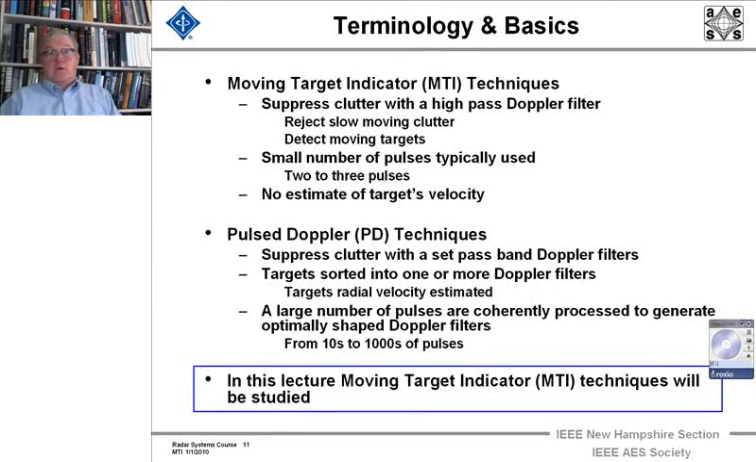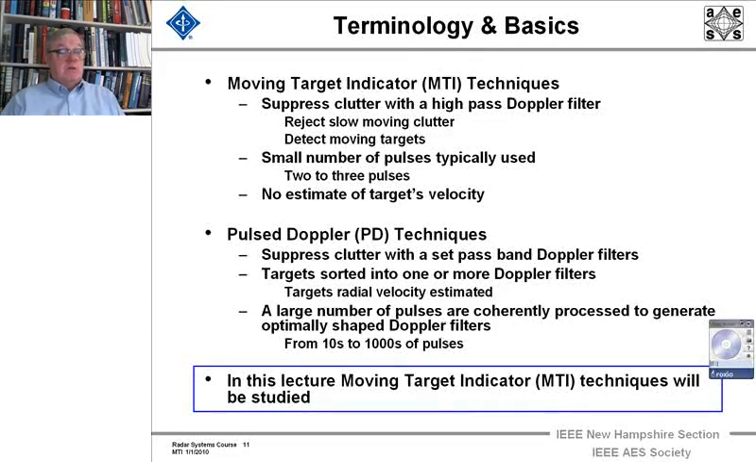A filter bank, we call it. And the weights on each of those filters will be designed so that they will pass certain bands of radial velocity and suppress all others. The targets are sorted into, as this implies, one or more Doppler filters, and therefore we can estimate directly the radial velocity of the target. And large numbers of pulses are coherently processed so that we generate an optimum set of linear Doppler filters.